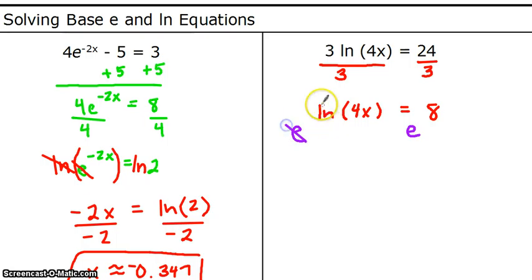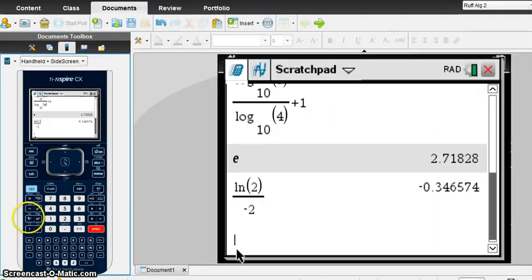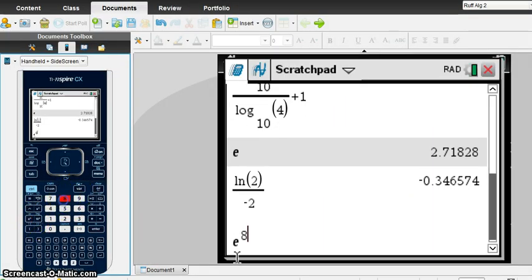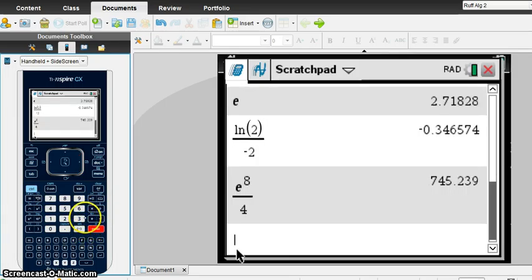Okay, over here the e and the ln cancel, leaving me with 4x. And over here I'm left with e to the 8th. Divide both sides by 4, and I'll get what x equals. So e to the 8th over 4. So we can use this e to the power button here, power of 8. Make sure to arrow right and then divide it by 4. e to the 8th over 4 is 745.239.